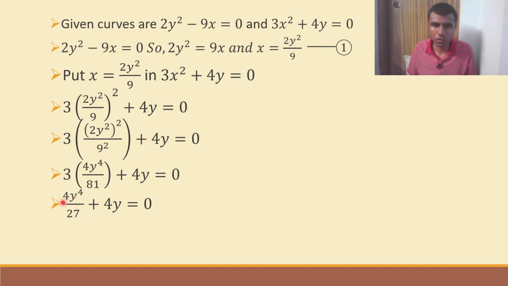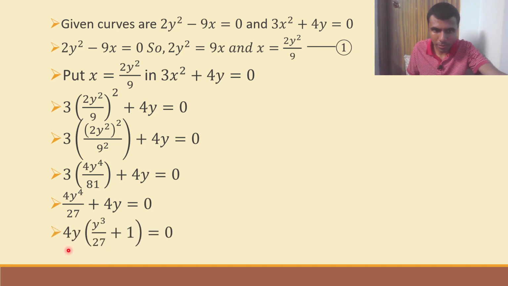Now we have two terms, 4y power 4 by 27 and plus 4y. Now what to do? I want to take something common. In the first term there is a 4, in the second term also there is a 4, so I can take 4 common. Next, here there is a y, here there is y power 4, so I can take one y common. So in total I can take 4y common. If I take 4y common, I will get y cube by 27 in the first term, and 1 will remain in the second term. So 4y into y cube by 27 plus 1. I hope this step is clear.